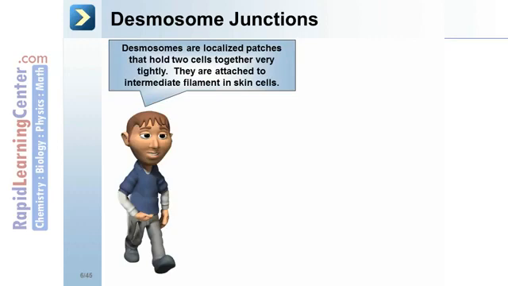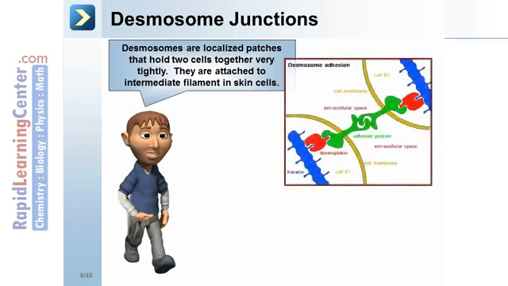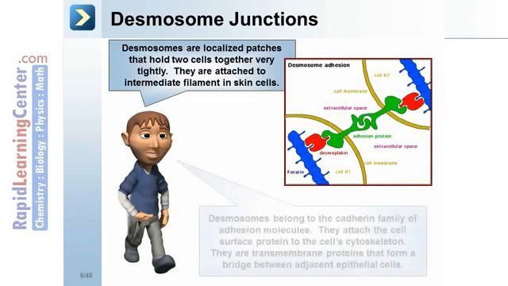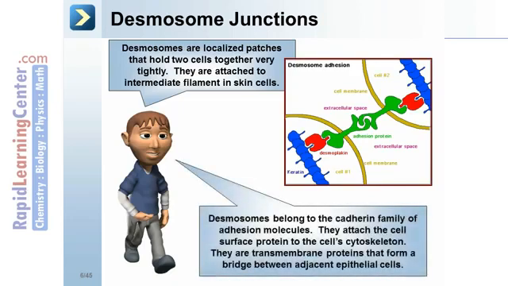Desmosome junctions. Desmosomes are localized patches that hold 2 cells together very tightly. They are attached to intermediate filaments in skin cells. Desmosomes belong to the cadherin family of adhesion molecules. They attach the cell surface protein to the cell's cytoskeleton. They are transmembrane proteins that form a bridge between adjacent epithelial cells.